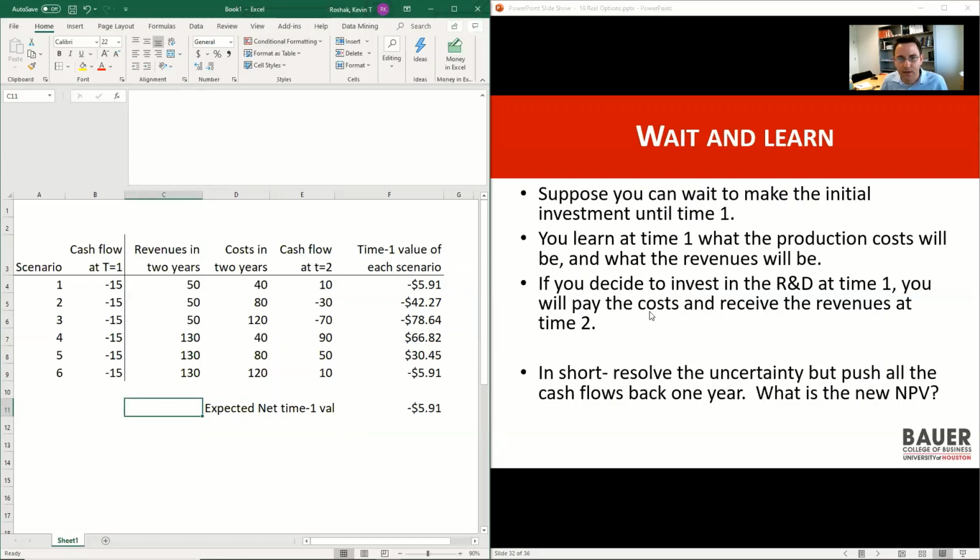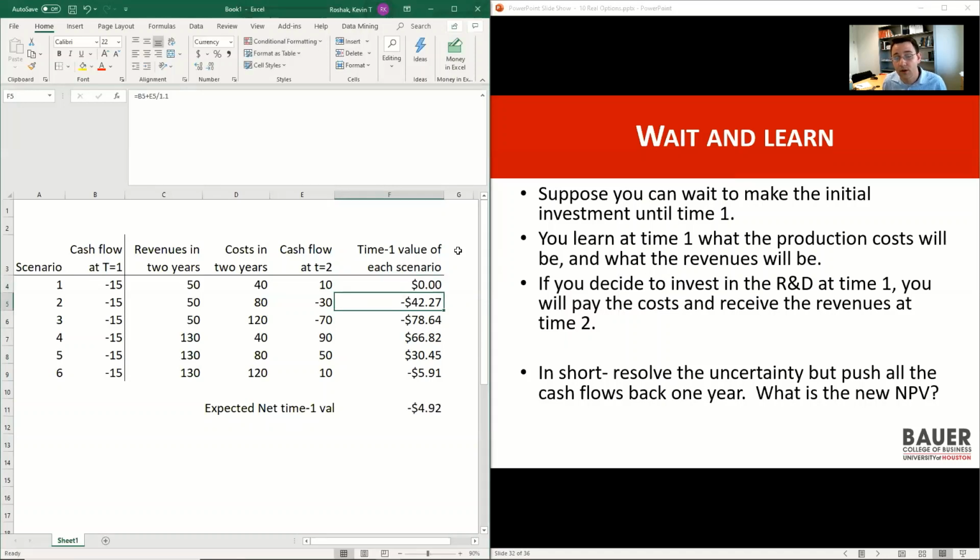So what does that buy us? If we wait and we're sitting at time 1, when are we going to choose to invest? Well, we know which scenario we're in. We know what the costs and the revenues are going to be if we invest. So are we going to do it if the value sitting at time 1 is negative 5.91? No, we're not going to invest at all at time 1. We're going to pass and say we're going to replace this negative number with a 0.